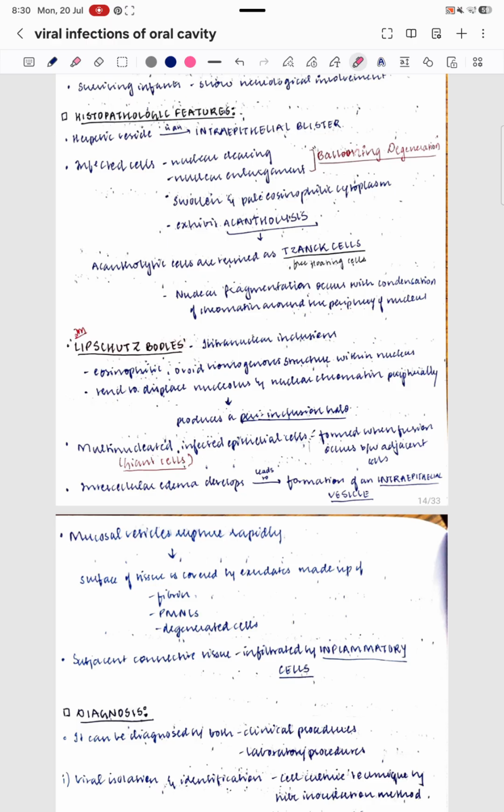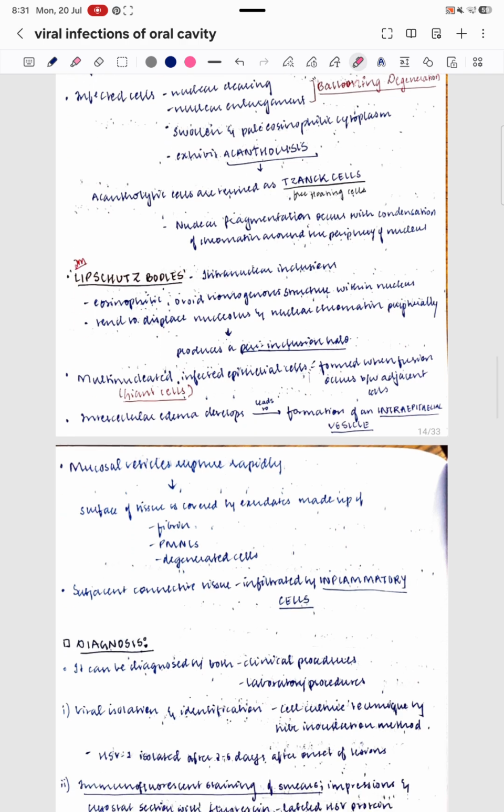So there is something called Lipscomb's bodies. I don't know how to pronounce it, guys. I'll just call it Lipes bodies. These are your intranuclear inclusions, which are eosinophilic, ovoid, and homogeneous in structure, which tend to displace the nucleolus and nuclear chromatin, which shows a peri-inclusion halo.